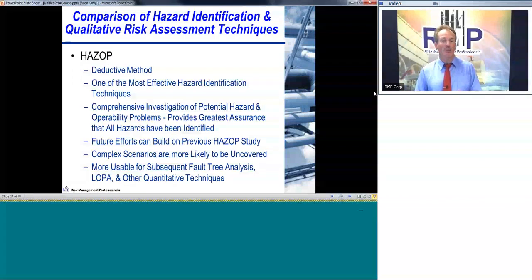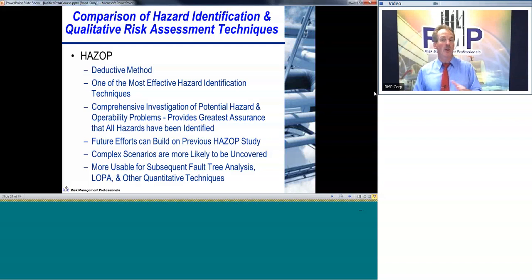It's a deductive method. It's one of the most effective hazard identification techniques. It can provide comprehensive investigation of potential hazards and operability problems. And when we apply it, we tend to adjust the level of detail to the complexity of the problem. For very complex scenarios, we'll put some more detail in there so people can get some more information. We also make prolific use of tag numbers and other reference points so it can be easily updated in the future. That versatility really provides a lot of benefit to good applications of the hazard and operability study.